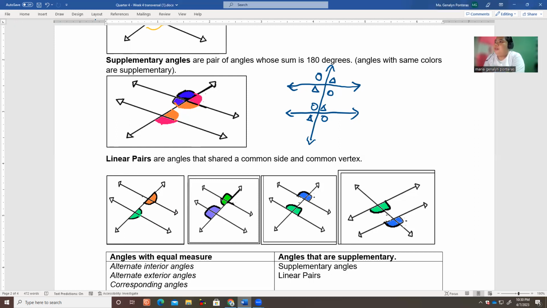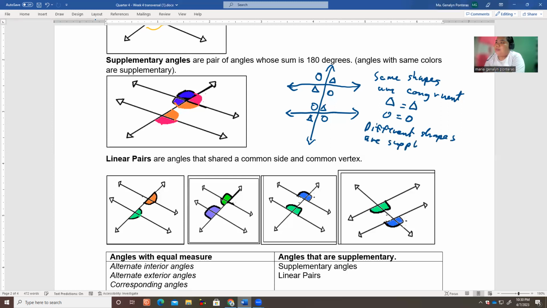Same shapes are congruent. So that would be triangle equals triangle, circle equals circle. Then different shapes are supplementary. So that would be circle plus triangle equals 180 degrees.